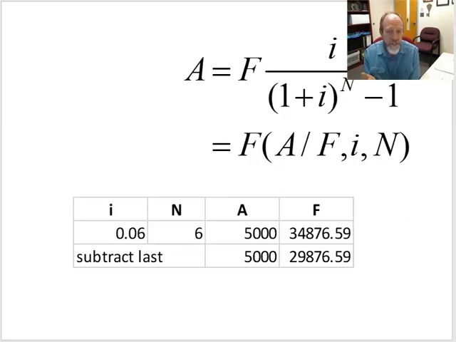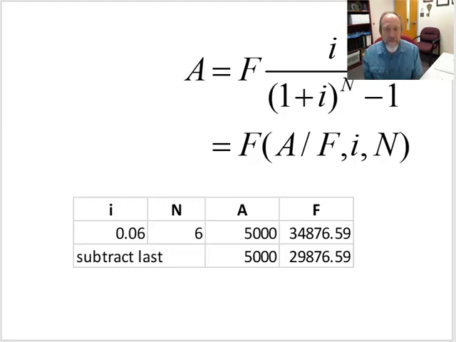So you subtract the last one out, which is the 5,000. If you do all 6, you're going to get $34,876.59. And if you subtract out the last one, you get $29,876.59. Shouldn't surprise you. It was the same value you got by doing all of them. Again, this is just a way to do it where you don't have to do every single payment with the one equation. But they're both going to give you the same answer.